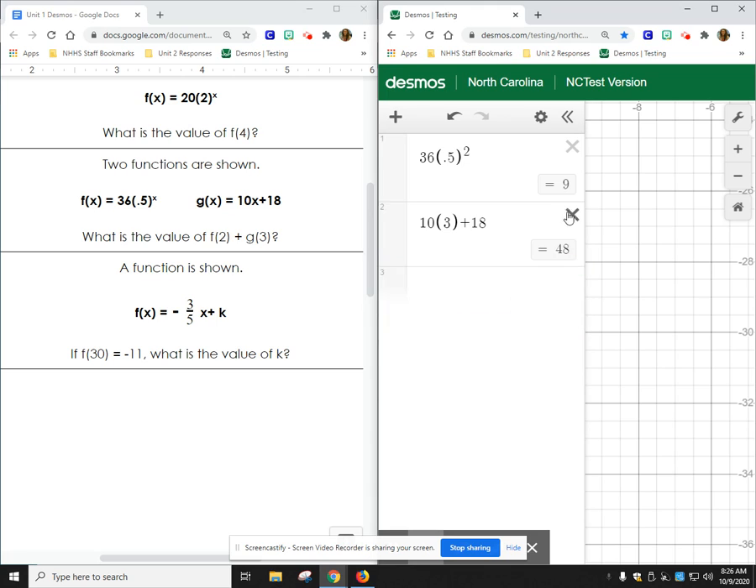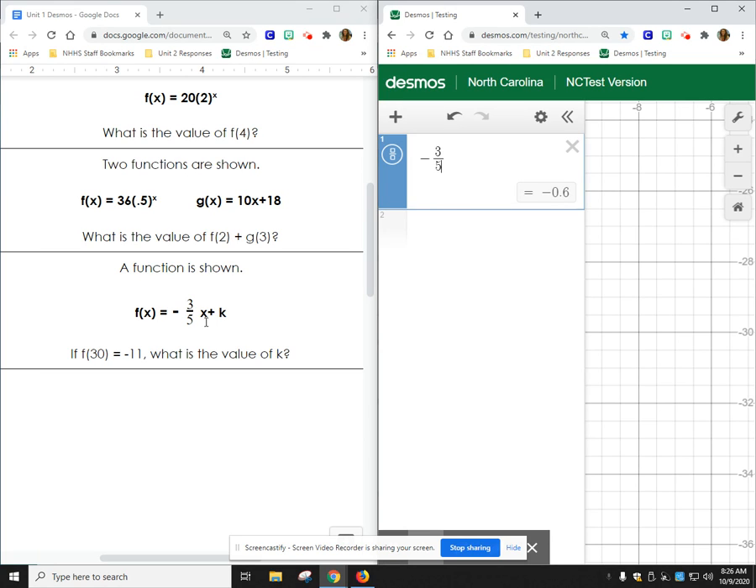All right, last but not least, we're going to clear that out and get started with our last one. A function is shown, f of x. If f of 30 equals -11, what is the value of k? We've had problems like this that we've solved by hand, but we're going to use Desmos to solve it now. So we're going to type in -3 over 5. And so to get the fraction, again, we're just going to use the slash, which is right underneath on the keyboard for the question mark. It's on the same key.